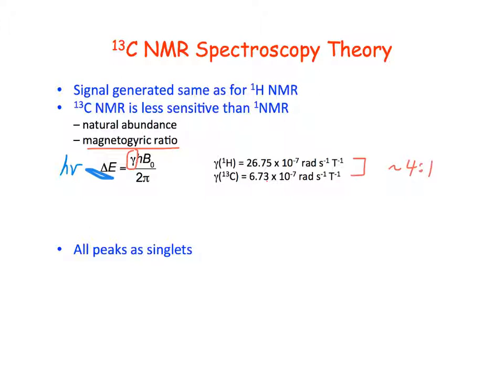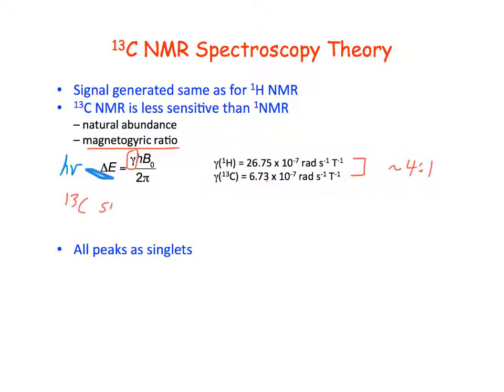So because C13 has a smaller magnetogyric ratio, it also means that the energy gap between the different spins is smaller. And remember, what we're really detecting is just the excess number of spins in the alpha state. So as the energy gap gets smaller, the number of excess spins gets smaller as well. There's less residual signal that we can observe. So this ends up making it even less sensitive.